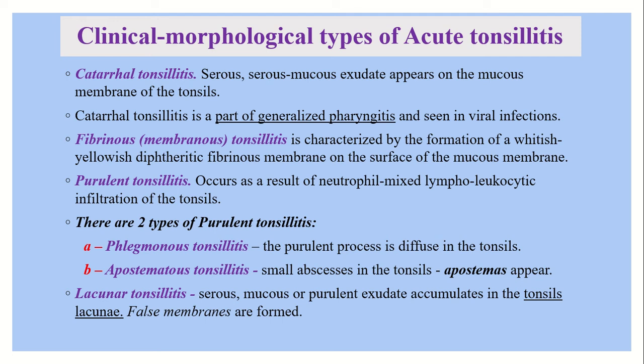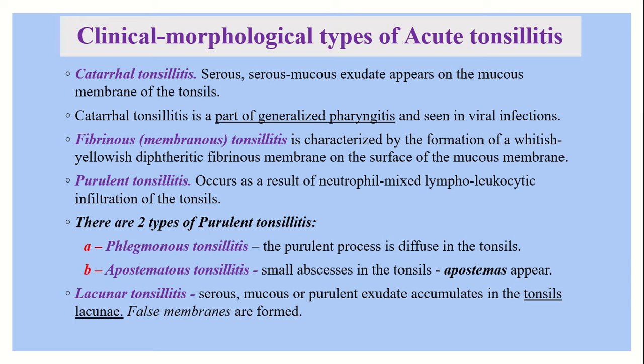Then purulent or suppurative tonsillitis. There are two types of purulent tonsillitis. Again, from general pathology, you probably remember this kind of inflammation, which is rich in neutrophils. If it is diffuse in the tonsil, we call it phlegmonous tonsillitis. If it is located as small abscesses, apostemas, we call it apostematous tonsillitis.